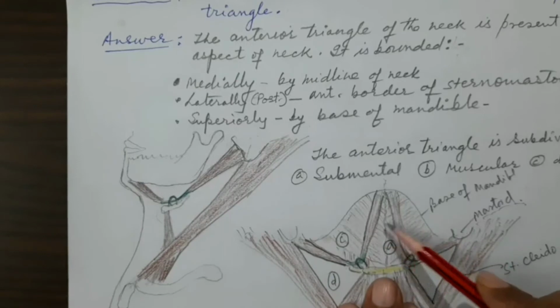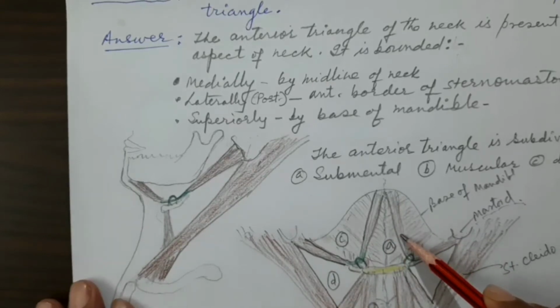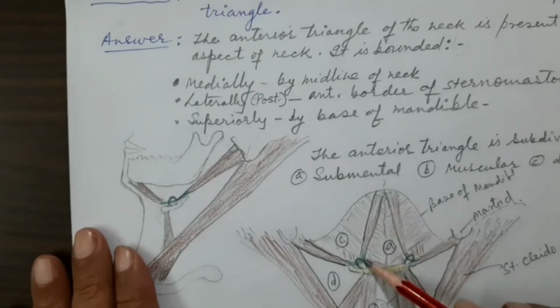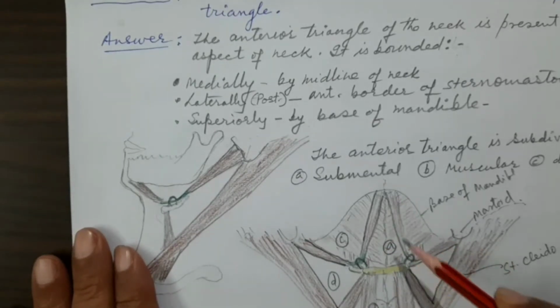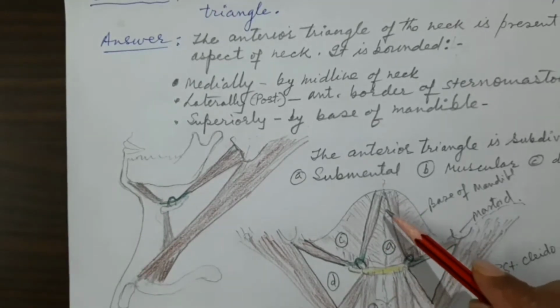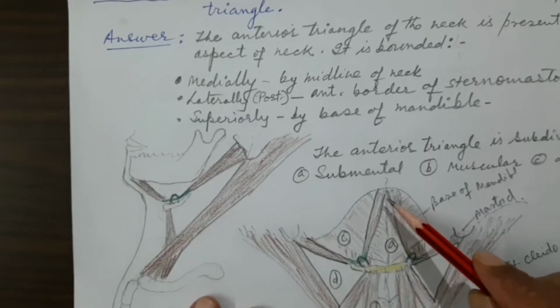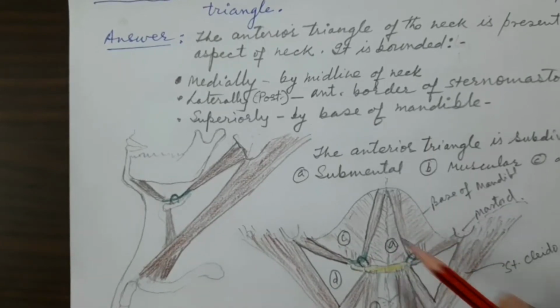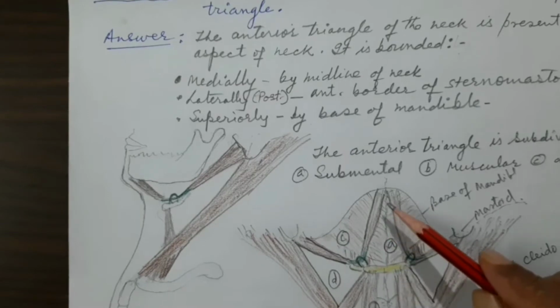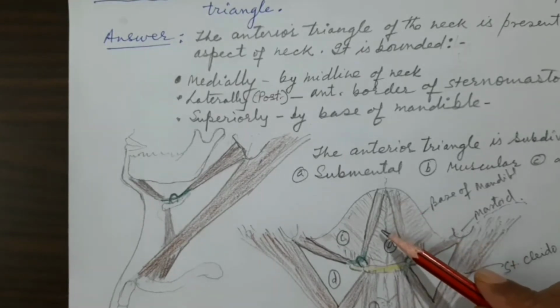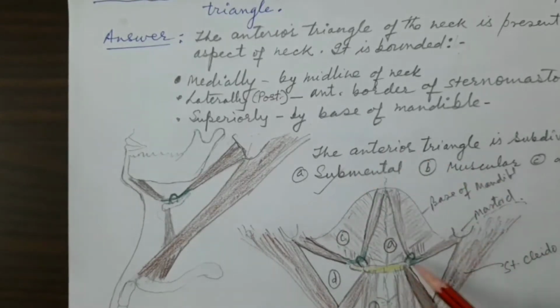One triangle, submental, is a common triangle. Okay, and this lies between the two anterior bellies of the digastric. Okay, so this triangle is a small triangular area just at the floor of the submandibular region, at the floor of the mouth. Okay, so this is called the submental triangle.